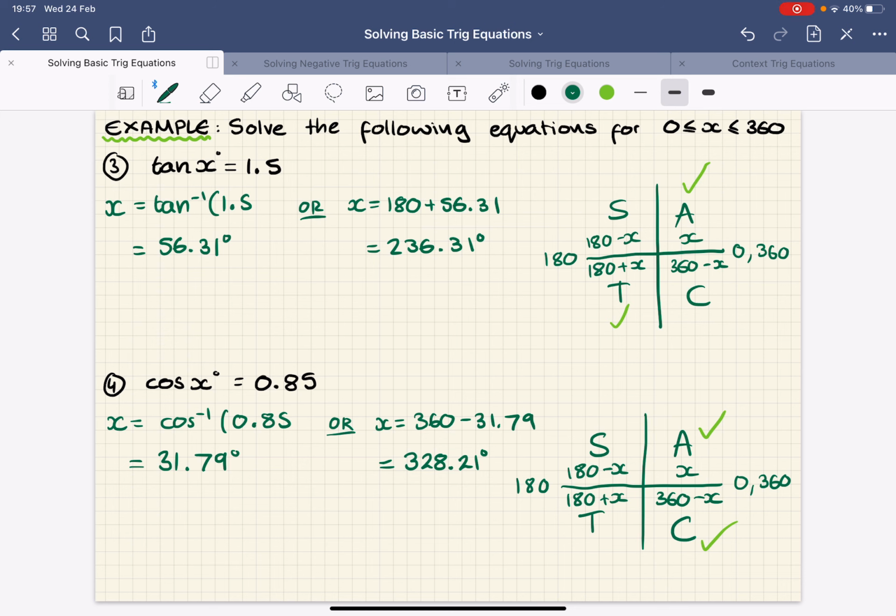So that is the initial look at me using my CAST diagram. I've got 3 more videos to look at after this. Let me know if you have any questions, and good luck with the work.